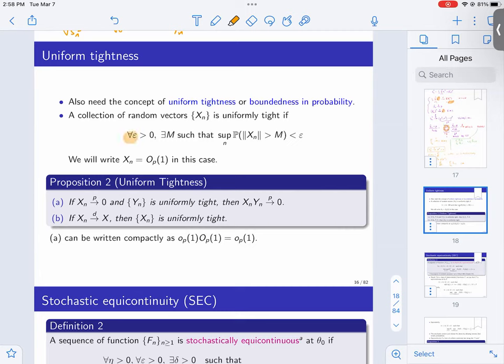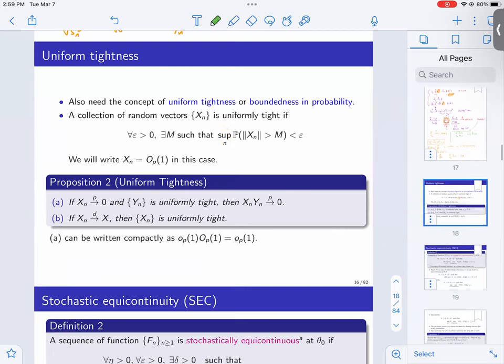The formal definition is, for every epsilon, there exists an M such that the supremum over n of the probability that the norm of Xn is bigger than M is less than epsilon. Uniform is this part: you can choose one M that works for all n in the sequence. In the univariate case, it says pick any epsilon you want, I can choose an M such that the mass these distributions put outside this interval, as n varies, is bounded by epsilon, no matter what n is.